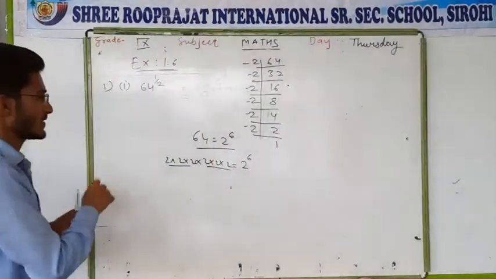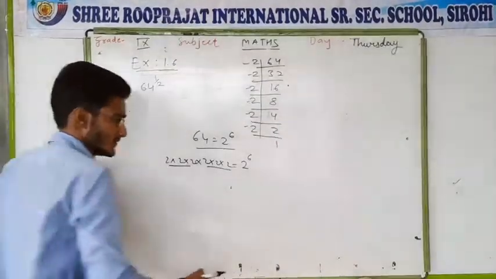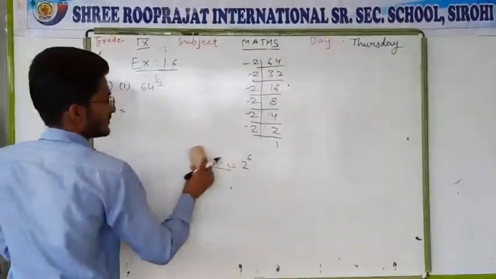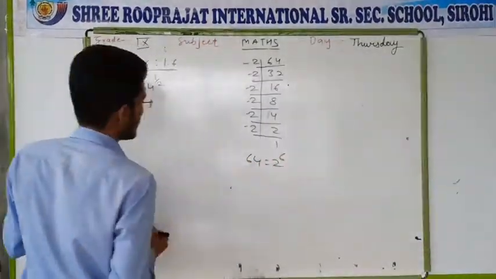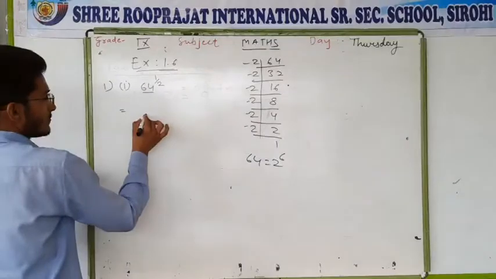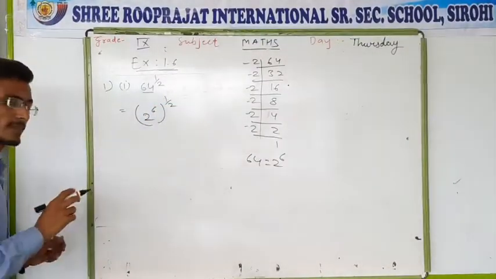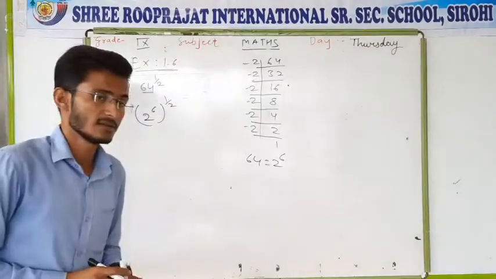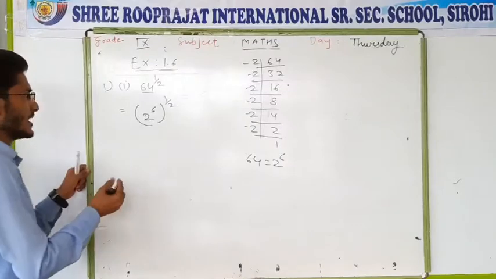Okay, using prime factorization. So we move to the next step. In place of 64 you have to write 2 to the power 6 and the power half will be as it is.